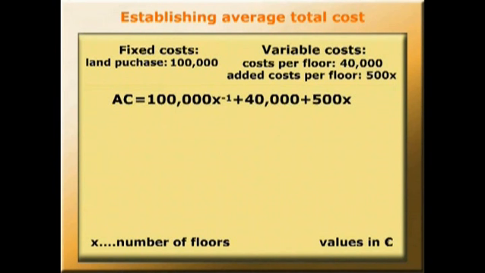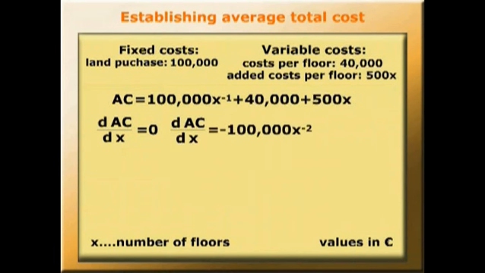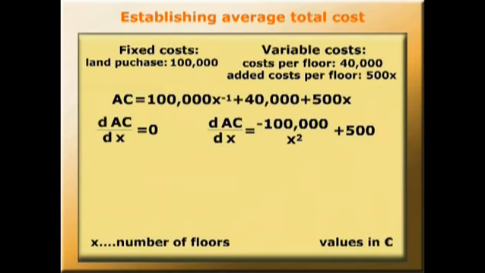Now we want to find the minimum average total cost, so we differentiate the average cost curve and set it to 0. So the derivative of the average cost curve is minus 100,000x to the minus 2 plus 500, which equals minus 100,000 over x squared plus 500. So we need to solve minus 100,000 over x squared plus 500 equals 0.